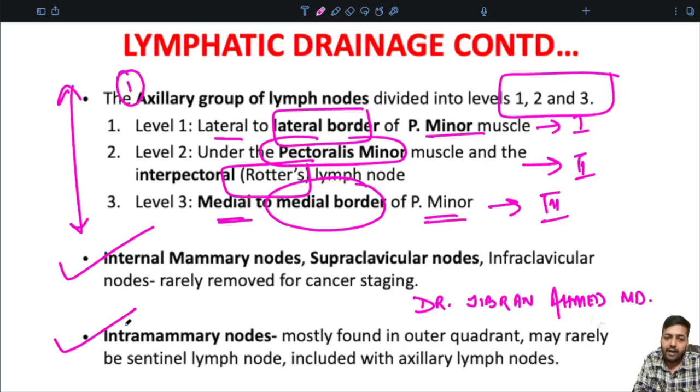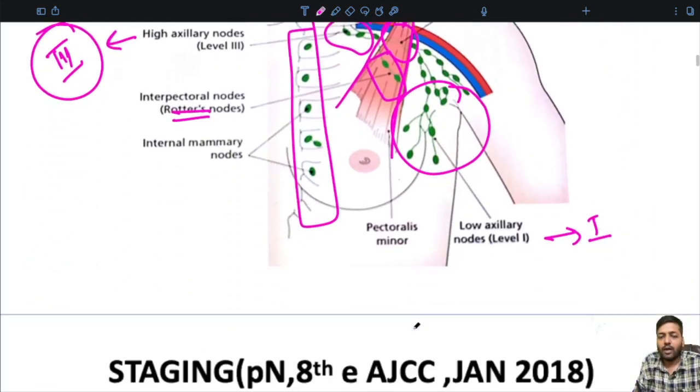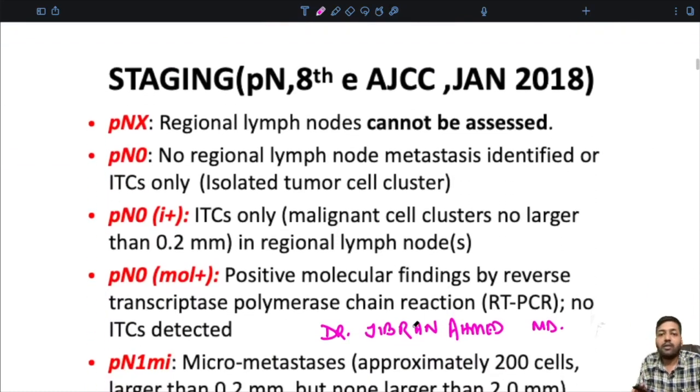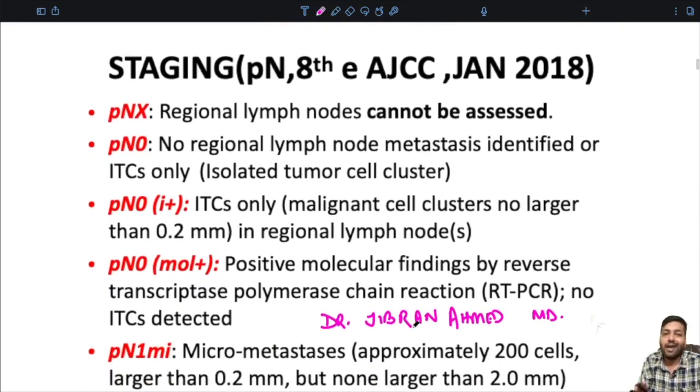Then we are having intramammary nodes, which are mostly found in the upper outer quadrant. Okay, so this is about the lymphatic drainage. Now having spoken about the lymphatic drainage of the breast, I would like to discuss the pN staging. Okay, the pN staging. We all know that there is TNM staging, right?